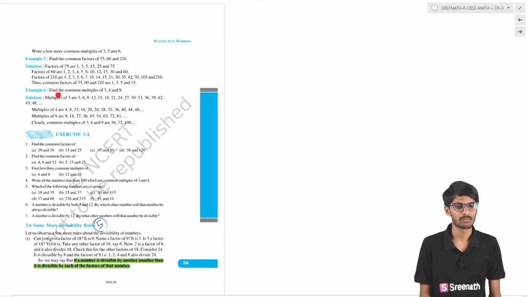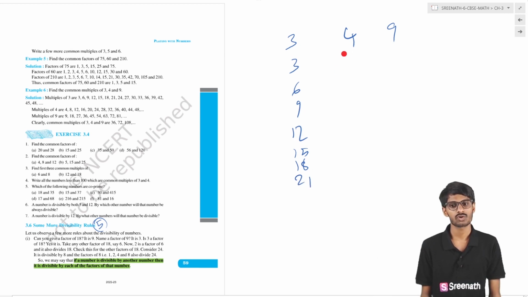Now we will do some examples. Find the common multiples of 3, 4 and 9. We have to find the common multiples. For that, what are the multiples of 3? 3, 6, 9, 12, 15, 18, 21. What are the multiples of 4?